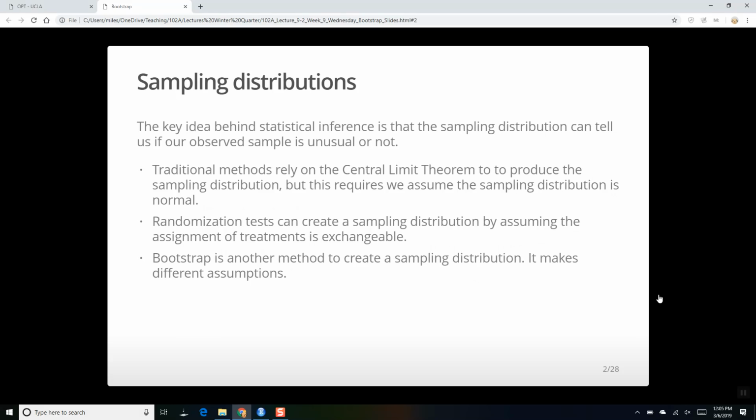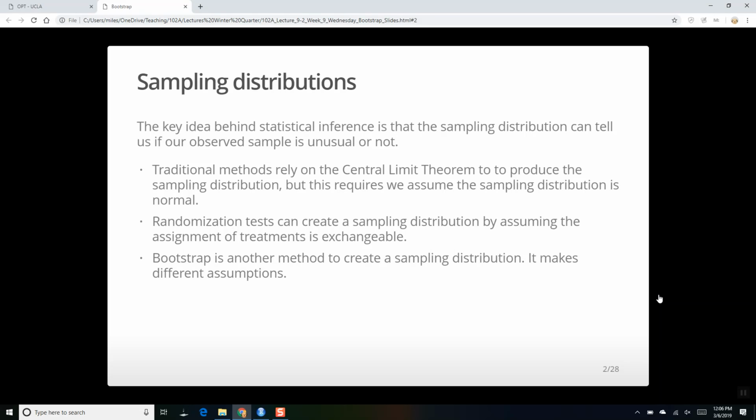Today we're going to cover Bootstrap, and Bootstrap is just another resampling method that allows us to create a sampling distribution. It's just here the assumptions are a little bit different. In your intro stats, the assumption is the central limit theorem applies. Randomization, the assumption is there's exchangeability.